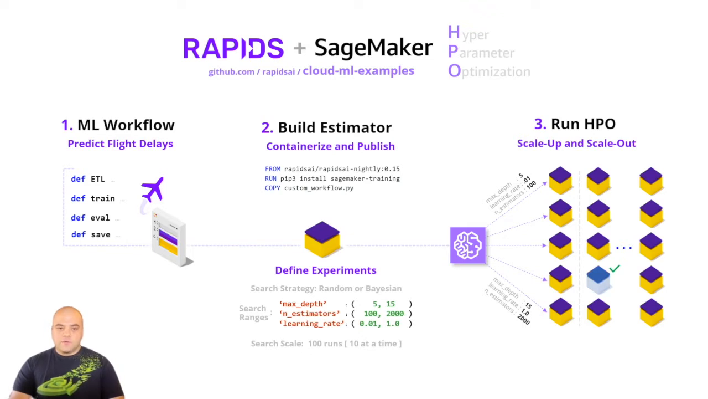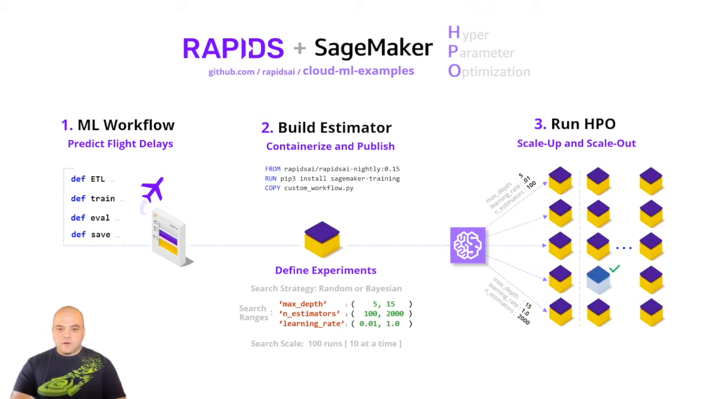And with that workflow in hand, we're going to append it to a RAPIDS-based container and publish it to the Elastic Container Registry. And in addition to that, we'll define the search space of our hyperparameter optimization, essentially the bounds of the possible models that we'd like to explore over. And with everything ready, we're going to go ahead and send this over to Sagemaker using our Pythonic API.